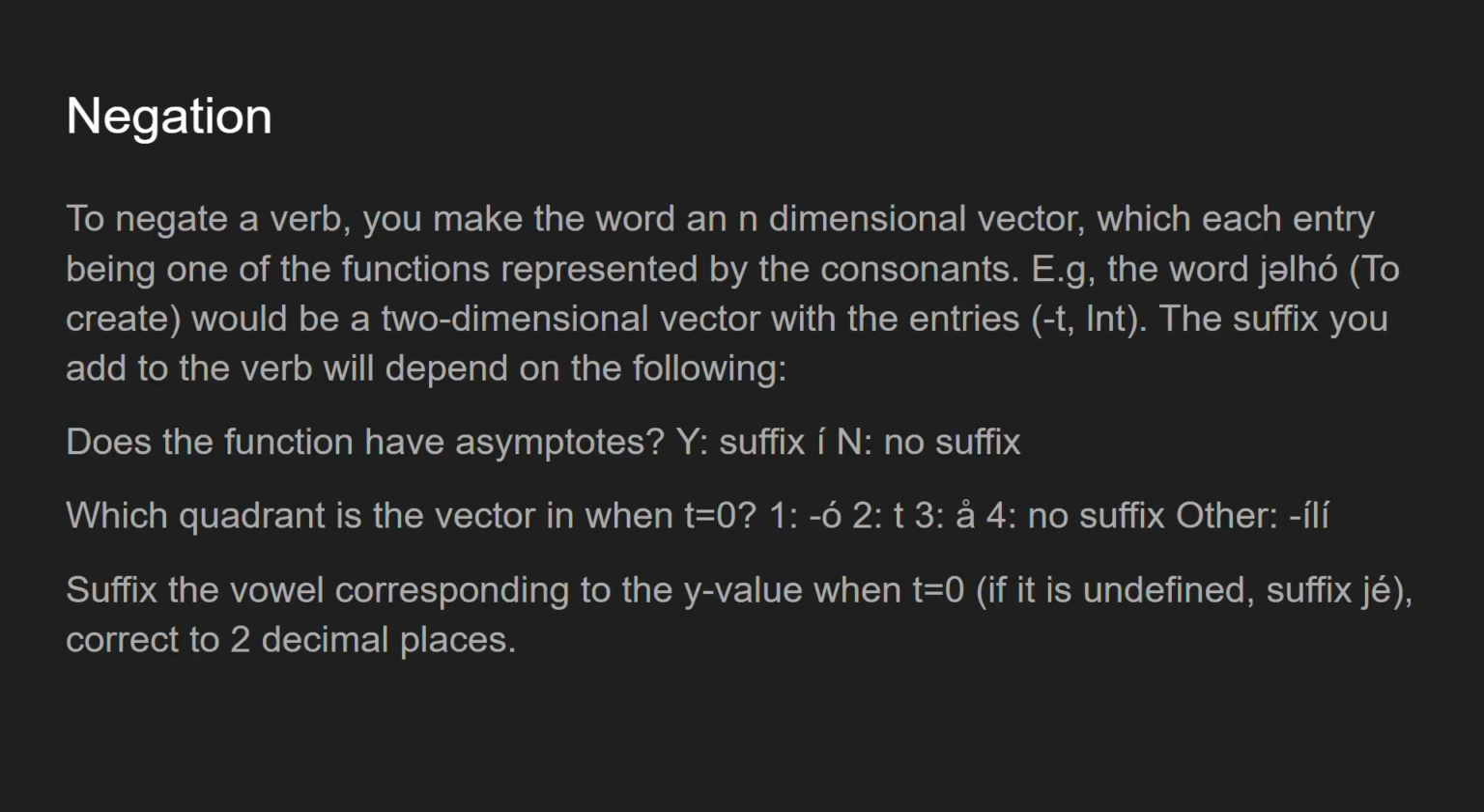Negation. To negate a verb, you make the word an n-dimensional vector with each entry being one of the functions represented by the constants, e.g. the word yulchlo to create would be a 2-dimensional vector with the entries negative t, ln t.